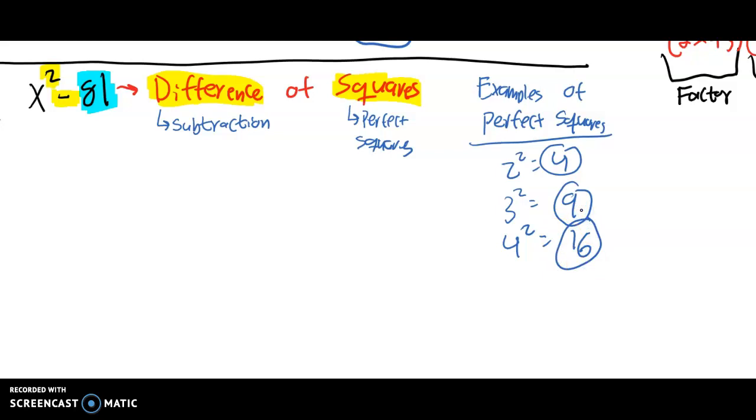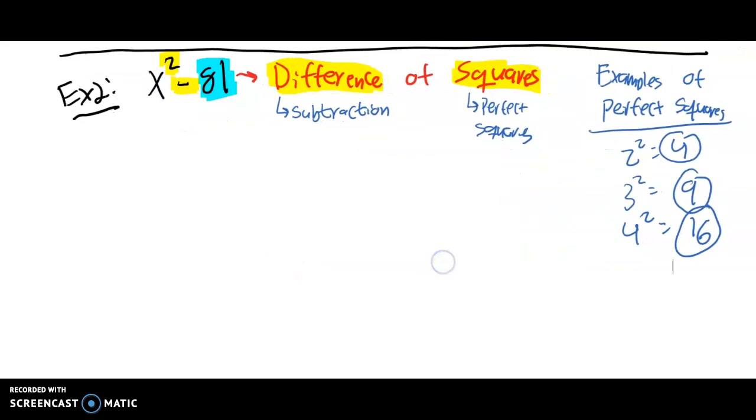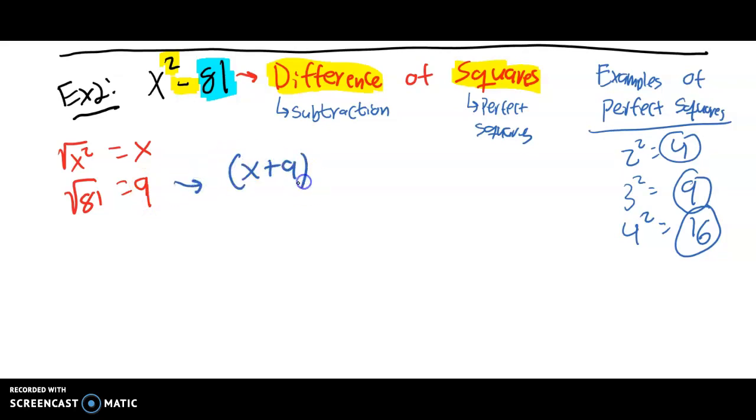Pause here if you need. Great. So the way we factor these is actually pretty straightforward. I take the square root of each term. My square root of x squared is x. We don't carry the minus sign. My square root of 81 is 9. And then I just build them out like this. And our answer is going to be x plus 9, x minus 9.